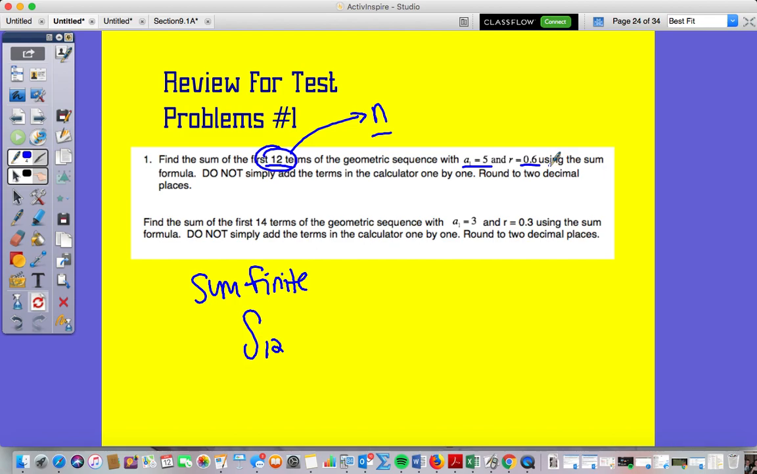So that would be A sub 1 times 1 minus R to the N, and then divided by 1 minus R. And we just plug that in. Do we need to go over that more? And this is still where, if it's negative, we do the parentheses, but if it's not negative, we don't have to, right? The parentheses, you're saying? Yes.